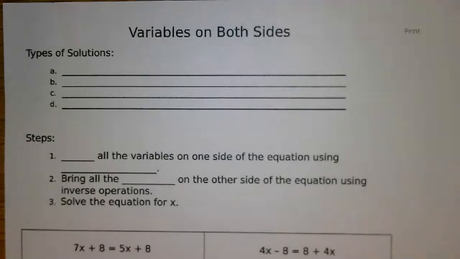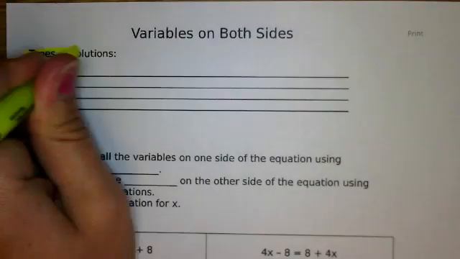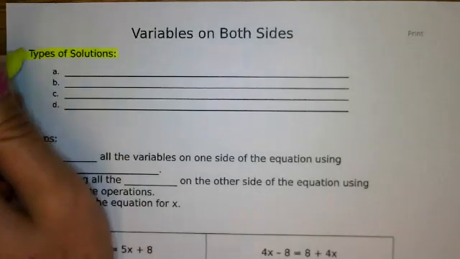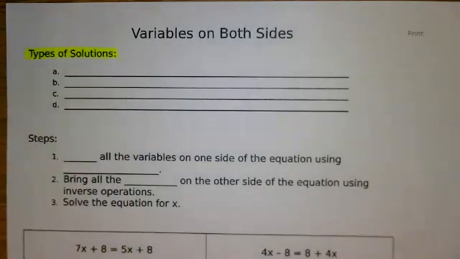Okay, so we have been reviewing how to solve two-step equations and applying the distributive property. So today we're going to take another step and include variables on both sides. And as you can see at the very top, it says types of solutions. Now that you're in algebra, we're going to have 4 different types of solutions, and we're going to go through all 4 types with the examples at the bottom of this paper.